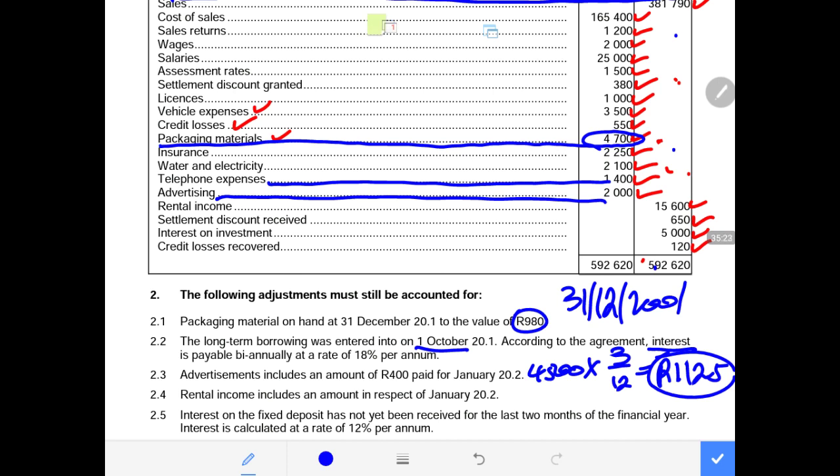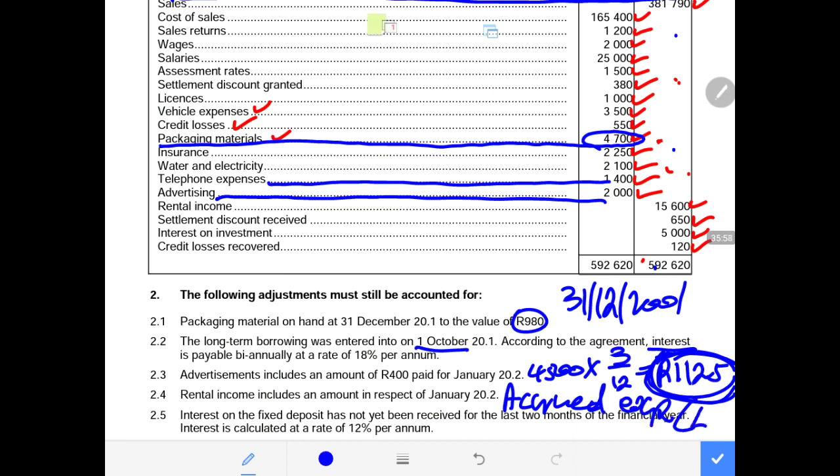So the minute we don't have an expense in the trial balance, that expense was not yet paid. What does that mean? It means the amount of 1,125 was not yet paid, because if it was paid, it would have been recorded in the pre-adjustment trial balance. And the fact that it's not there means the amount of 1,125 of the interest on the loan was not yet paid. And we know that anything that is not paid and is supposed to be paid, we call it accrued expense.